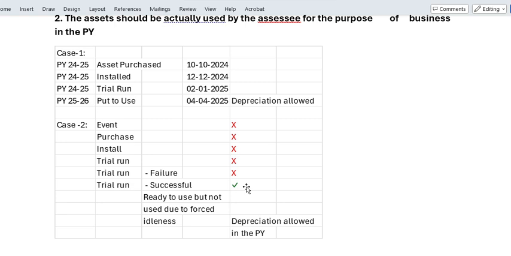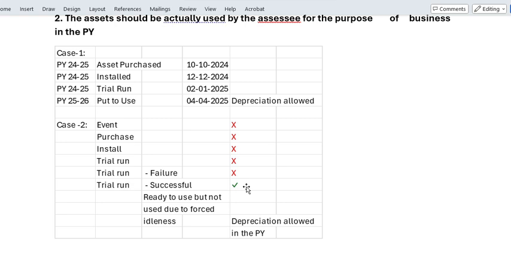Now there is a power failure for 1 month. Maybe some cable failed, or maybe COVID came. Okay, so you are ready to use, but not used due to forced idleness. Even then depreciation is allowed in that case. Why? Because it is ready for use.